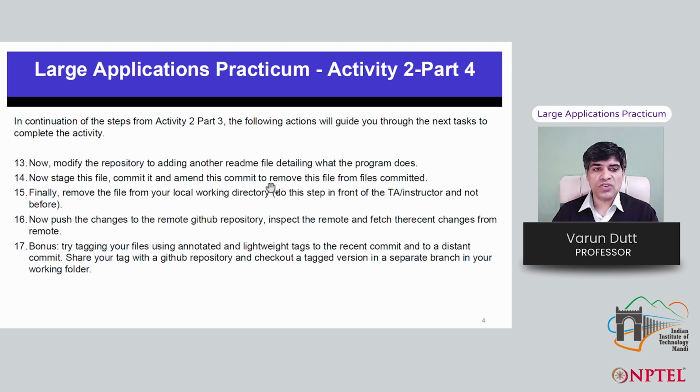You can also unstage it by doing the reset. Finally, remove the file from your local working directory by writing the git rm command, and then push the changes to the remote git repository, inspect the remote, and fetch changes from the remote. So basically, first fetch and push the changes to the remote. We can also try tagging the files using both annotated and lightweight tags, and this can be attached to the recent commit or to a distant commit, as we have already seen.